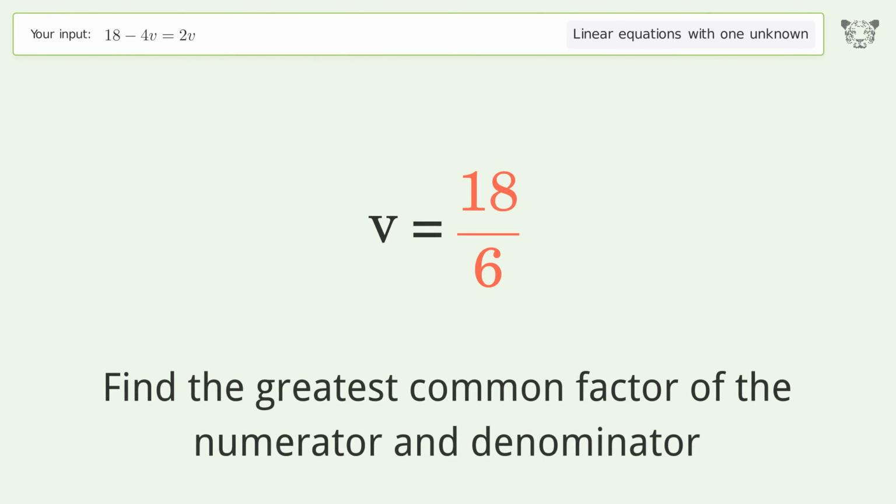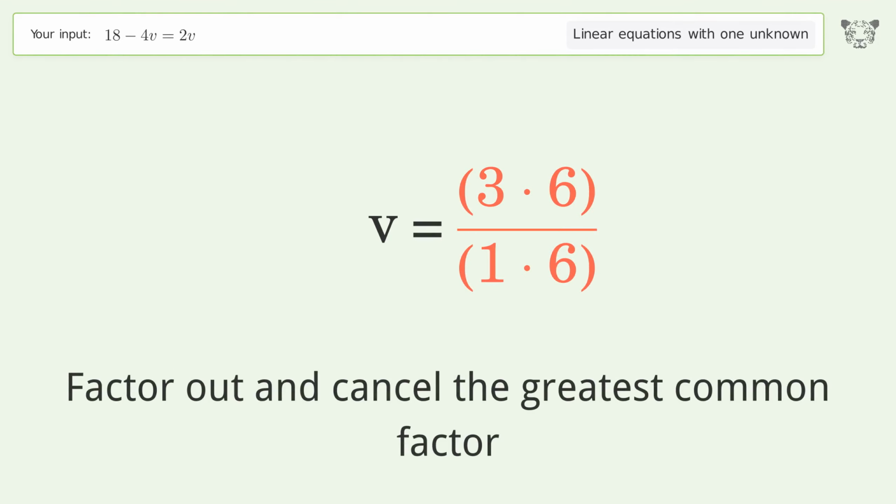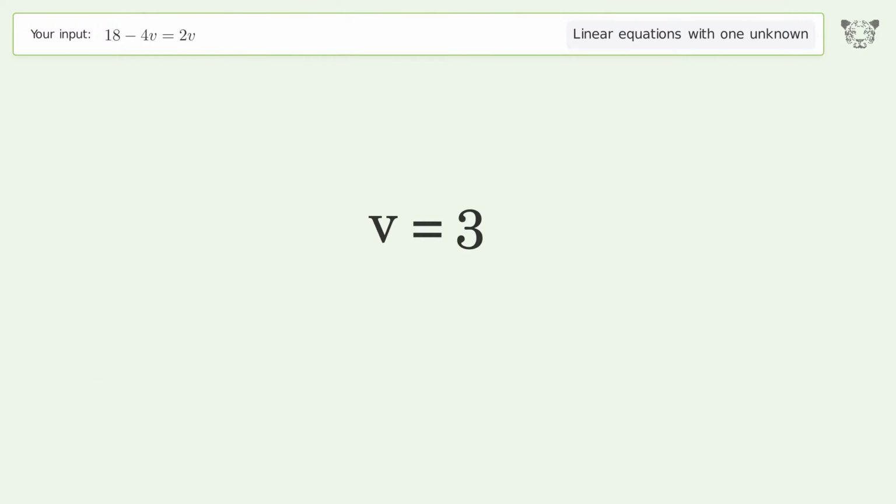Find the greatest common factor of the numerator and denominator. Factor out and cancel the greatest common factor. And so the final result is v equals 3.